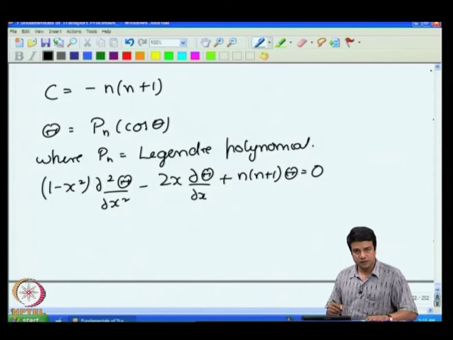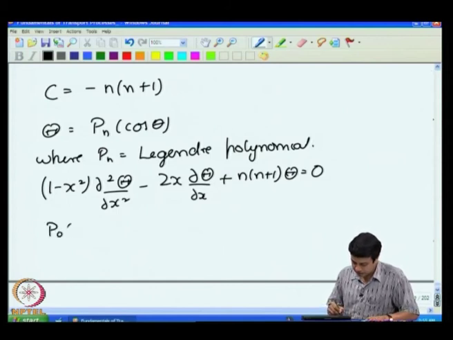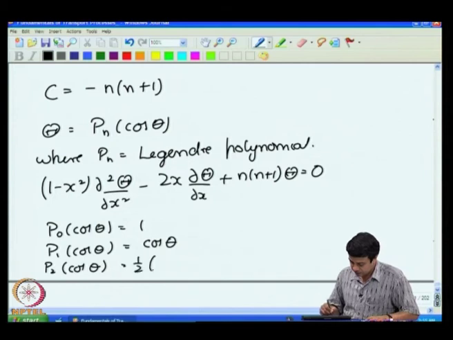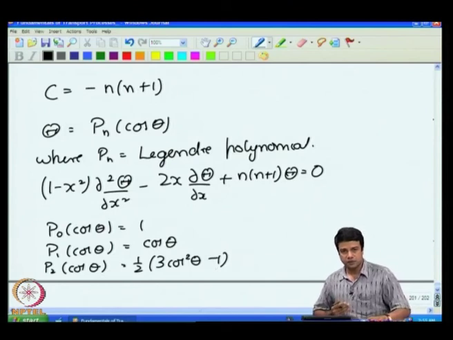The first few terms are known. They are typically written as P0 of cos theta is equal to 1, P1 of cos theta is equal to cos theta itself, P2 of cos theta is equal to half of 3 cos square theta minus 1, and so on. So, P2 is a second order polynomial in cos theta, P3 is the third order polynomial, P4 is a fourth order polynomial. These are all chosen in such a way that Pn of cos theta is equal to 1 at theta is equal to 0 or cos theta is equal to 1.